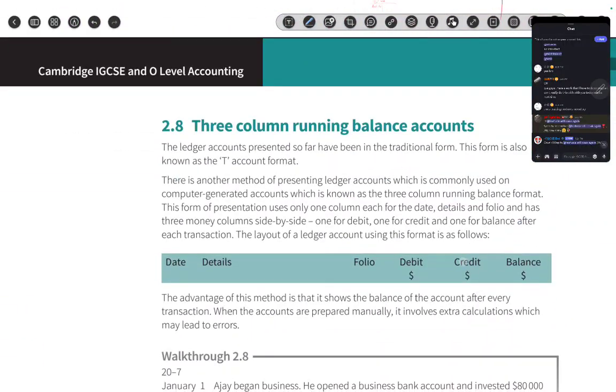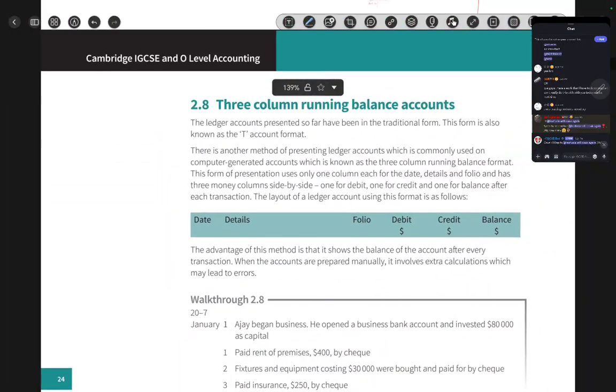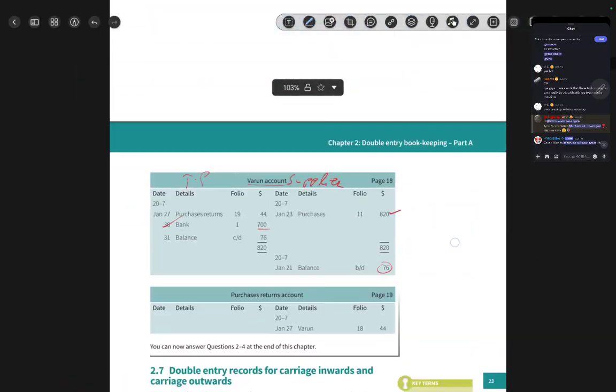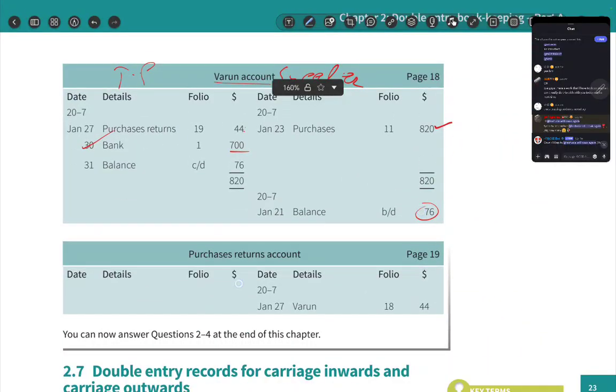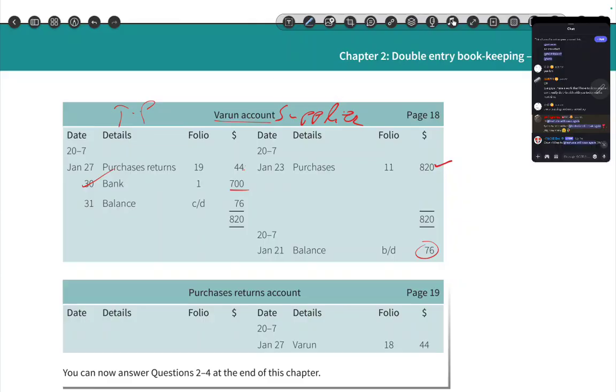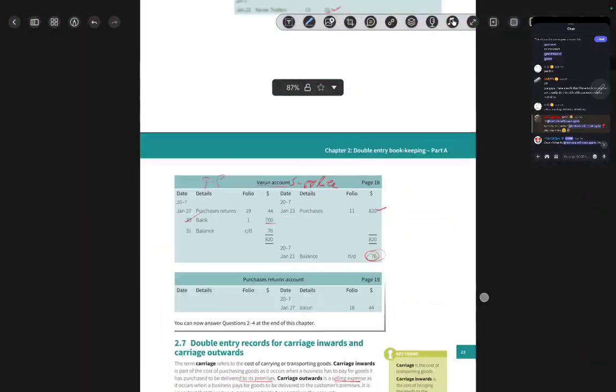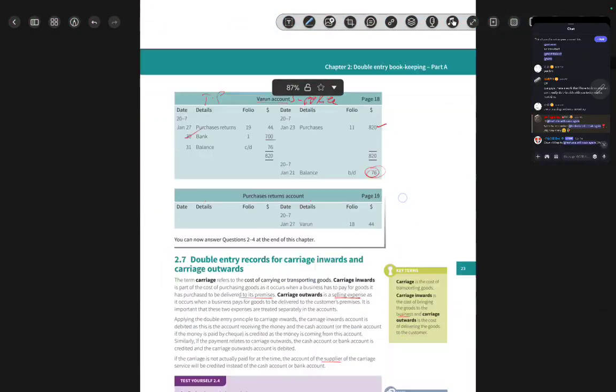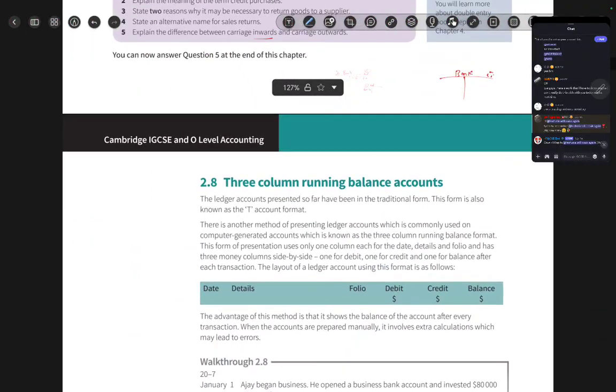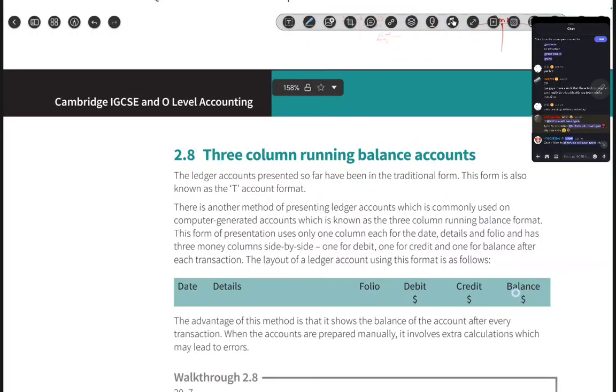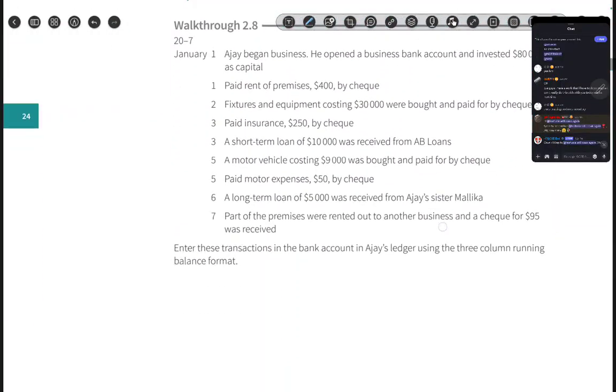Okay. Three column running balance accounts. Right now we have learned T accounts, right? If you want to know how much you owe to Varun, you need to balance the account entirely, and now you know that I owe $76 to this guy, and I have to pay him someday soon, right? But there is a different way of keeping the account. There is this three-column running balance account, which shows you the balance after every single transaction.